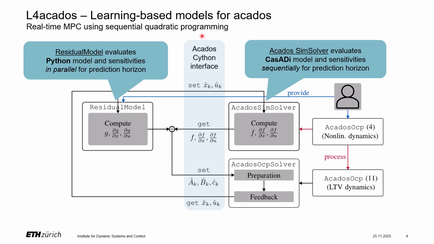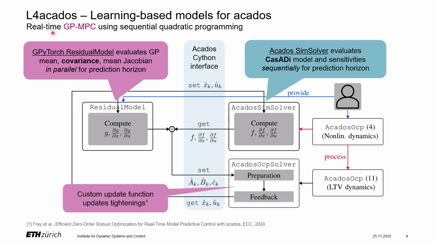In the following, we will demonstrate the usage of L4acados at the example of zero-order Gaussian process-based MPC, which is a computationally efficient algorithm for uncertainty-aware control using Gaussian process models. For GPMPC, a GPyTorch residual model instance is used, which efficiently evaluates the sensitivities of the GP mean, as well as its covariance based on PyTorch. Additionally, a custom update function is used in acados to propagate the model uncertainty and tighten the constraints accordingly.